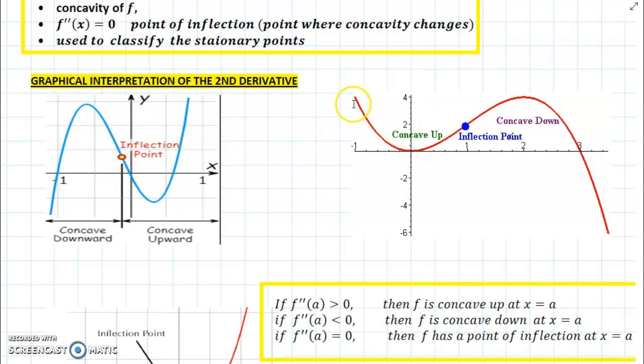Let's look at another sketch. This would be concave up. Concave up is happy. Inflection point when the concavity changes, and this would be concave down. Down, I'm feeling sad, it's going down. This is concave up, and this part is concave down. And at the point where the concavity changes, that is called the point of inflection.